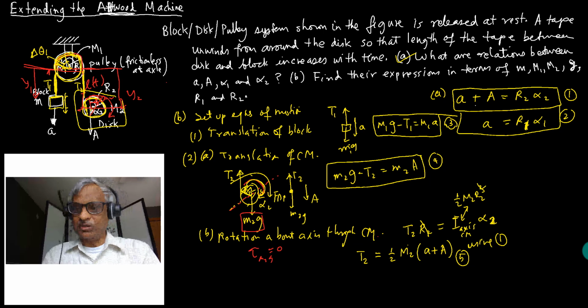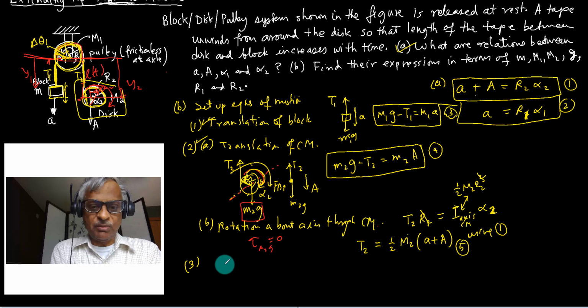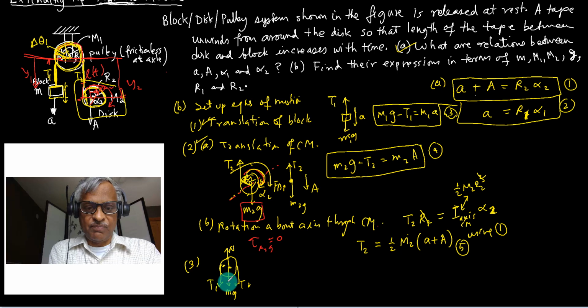We have a whole bunch of equations. We're done with this. This is for the block, and this is for the disk. And for the pulley, if you look at the pulley, it's just a rotation. So the pulley has a tension going down, this one, and this tension T2 is going down. There's mg, and there is a normal. And the whole thing, we are doing alpha 1 in that direction.